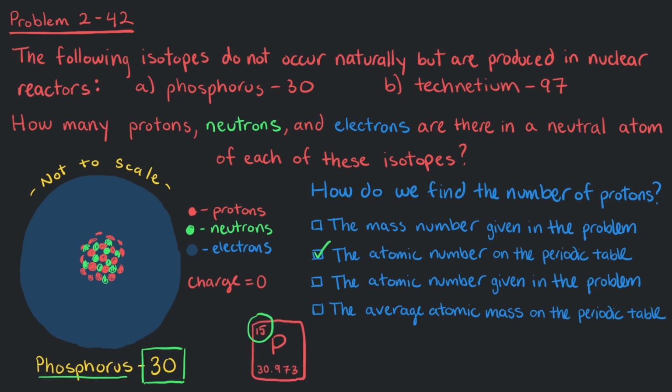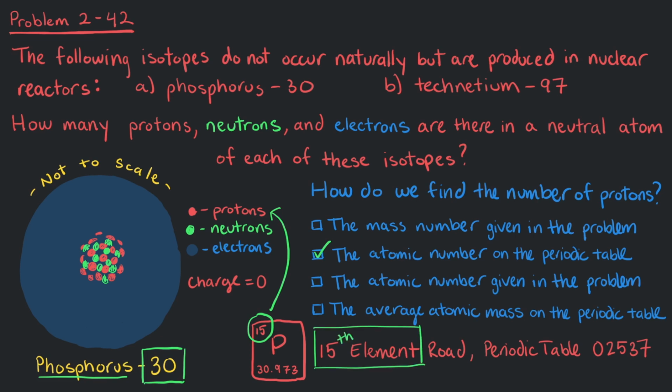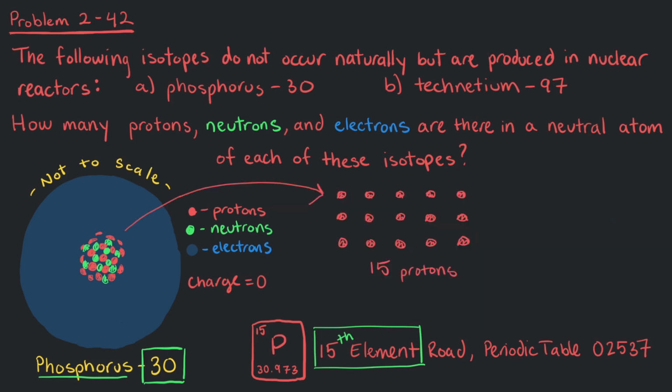Exactly, the atomic number tells us the number of protons in an atom. Think of it like the address of an element. It tells you exactly where it lives on the periodic table. For phosphorus, the atomic number is 15, meaning there are 15 protons.